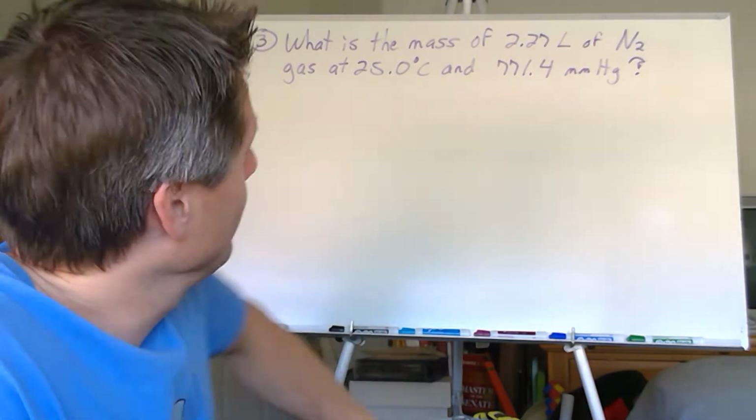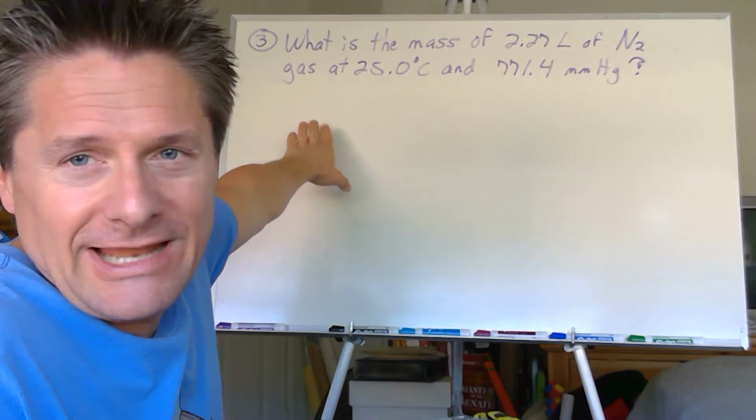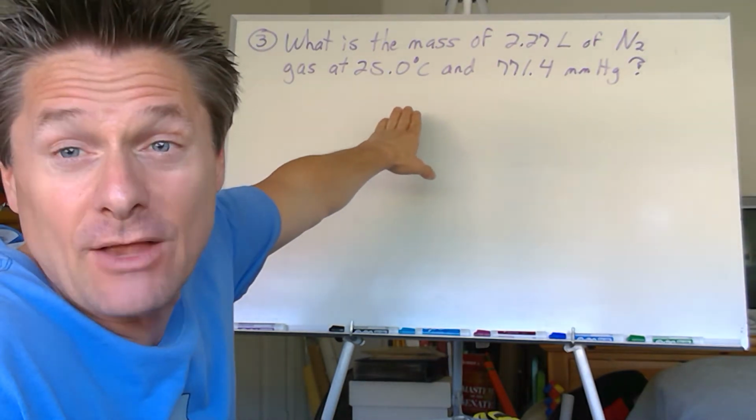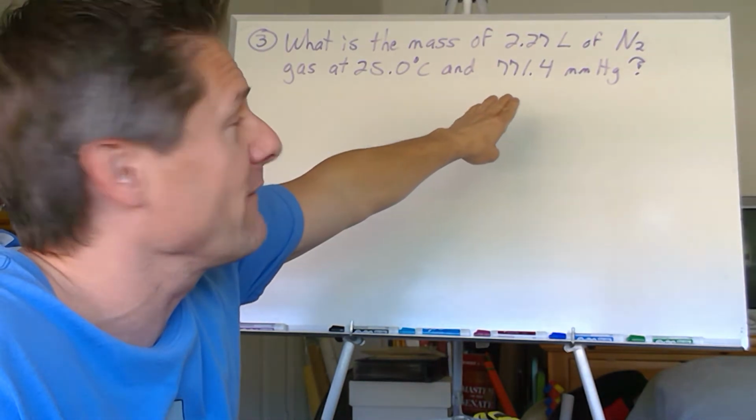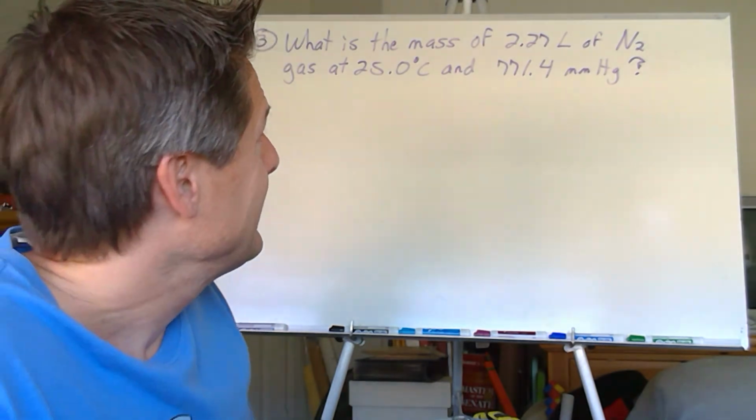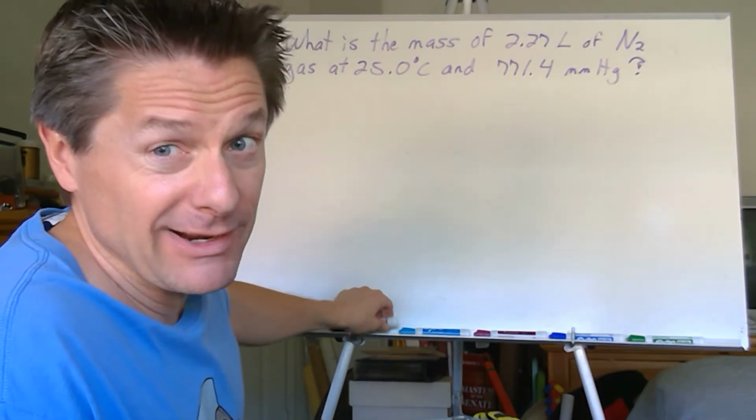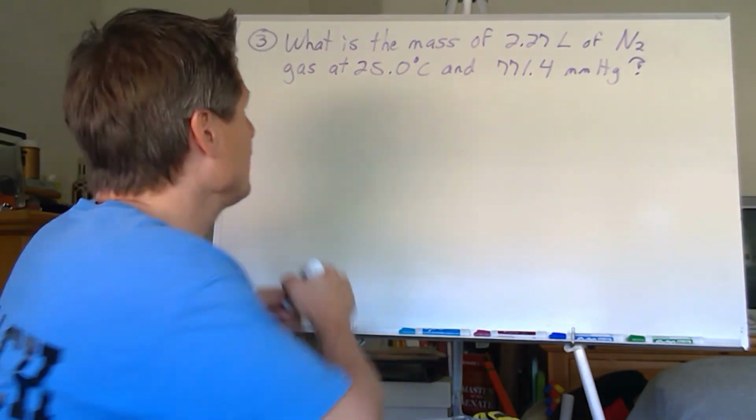It's still practice. So what is the mass of 2.27 liters of nitrogen gas at 25.0 degrees Celsius and 771.4 millimeters mercury, which you should understand is a pressure. Now, what do we got here? We've got a temperature. Obviously, we're going to have to convert that to Kelvin. Can we go ahead and just start with that?